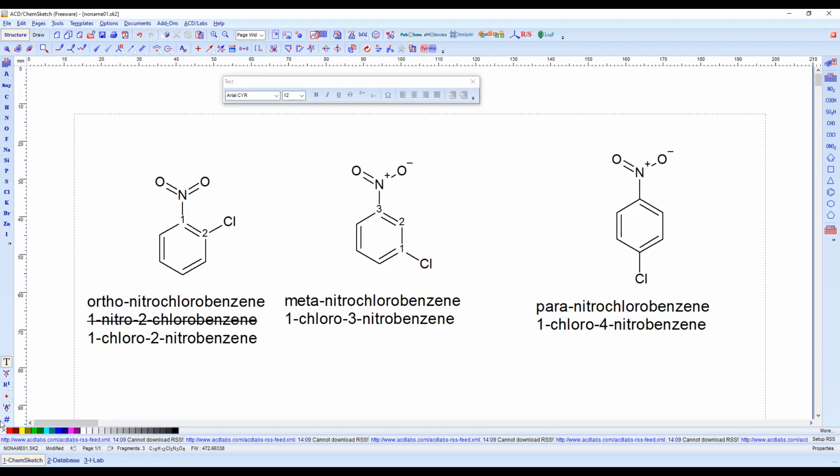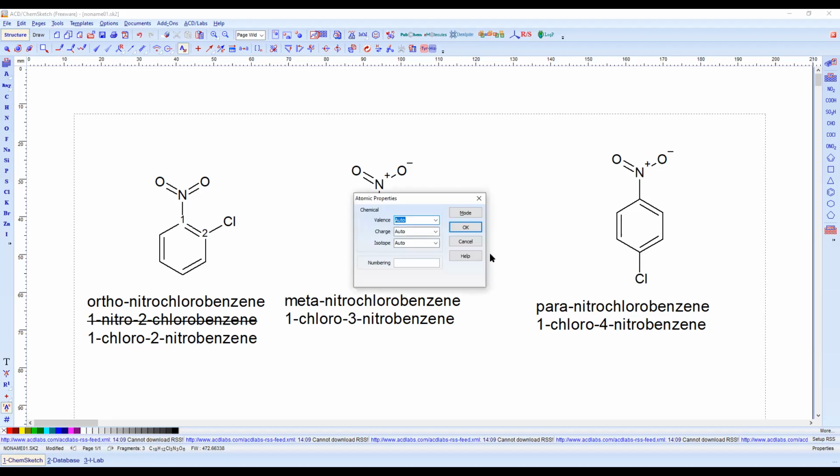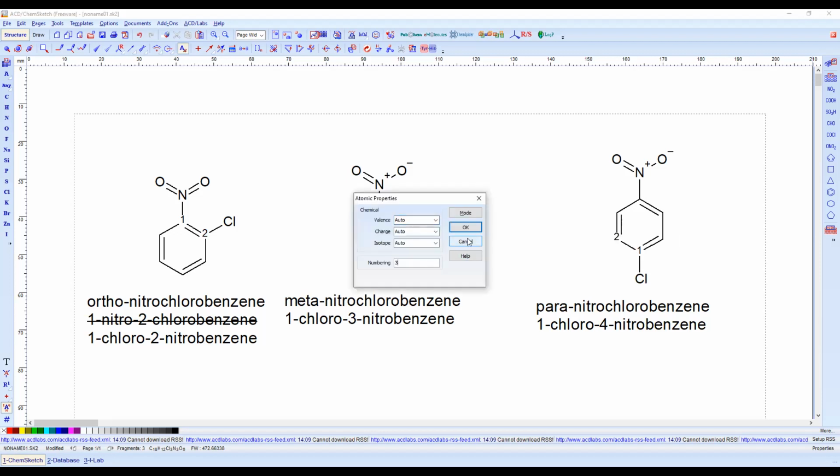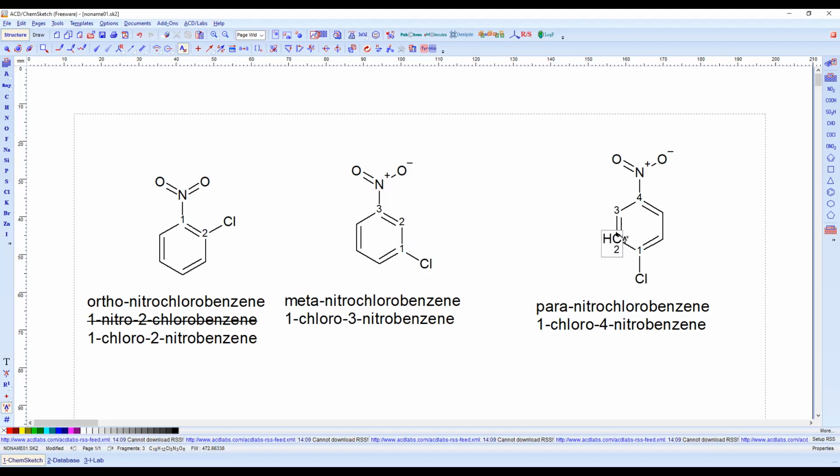As in the previous cases, we start with the carbon atom containing chlorine. In this case, we could go counterclockwise or clockwise, both give the same result. So we have 1, 2, 3, 4. For example, if we go counterclockwise, it would also be 1, 2, 3, 4. So it always will be 1-chloro-4-nitrobenzene.